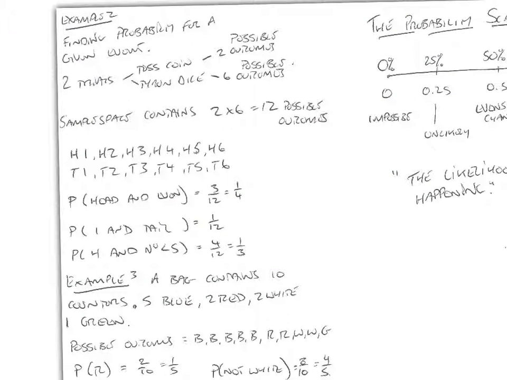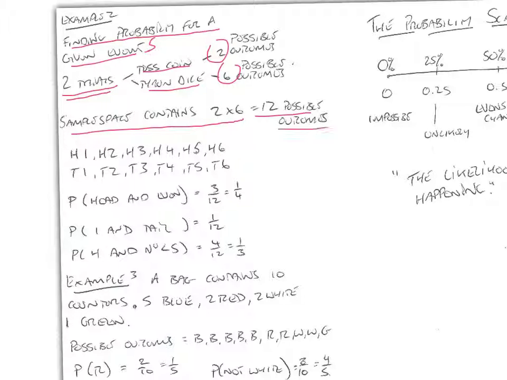So let's look at finding the probability for given events, in this case 2 events, as we have 2 trials going on here. We're going to toss a coin and throw a dice, and we know from the possible outcomes that the coin has 2, heads or tails, and the dice has 6. So our sample space would contain 2 by 6, 12 possible outcomes.